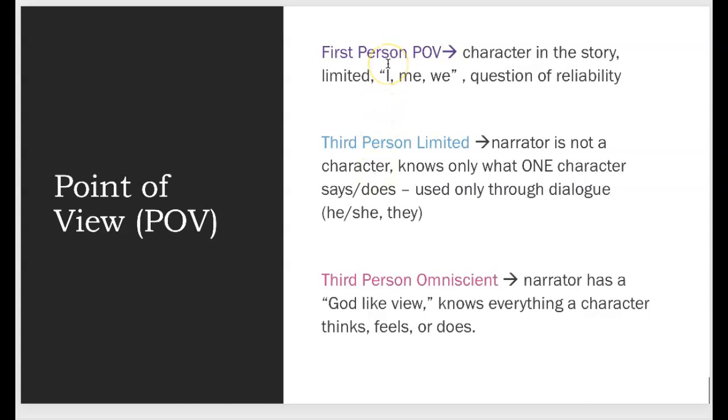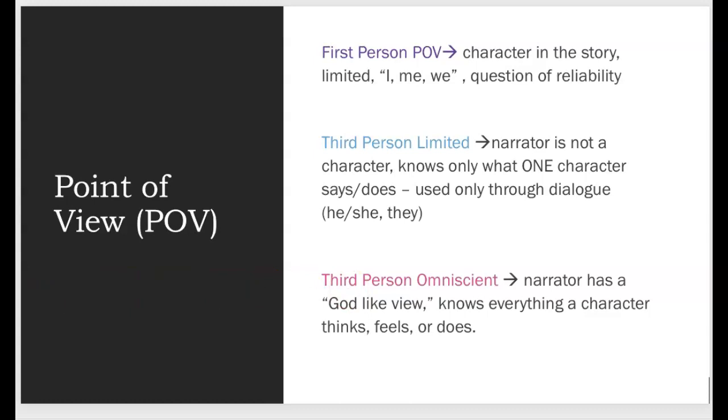So first person, where there is a character in the story that's limited to that one person. And in first person, there's always a question of reliability. Third person limited, where the narrator is not a character, however, we only know what one character says or does. Third person omniscient, the narrator has a godlike view of everything and feels what every character thinks, feels, or does. So these are not characters within the story, but with this one we are privileged with only one character's insights. This, we know everything. Well, we know everything that the author wants to tell us, right?